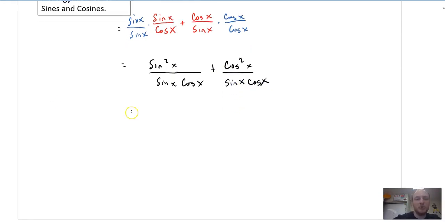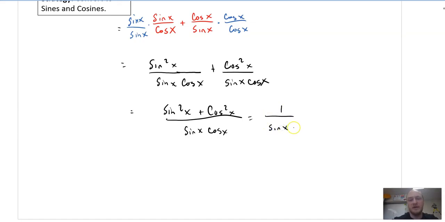Okay, and I hope at this point you see what's going to happen. I have sine squared x plus cosine squared x all over sine x cosine x. In the numerator we have a Pythagorean identity: sine squared plus cosine squared equals 1. See, those flashcards are starting to pay off. Sine x times cosine x.